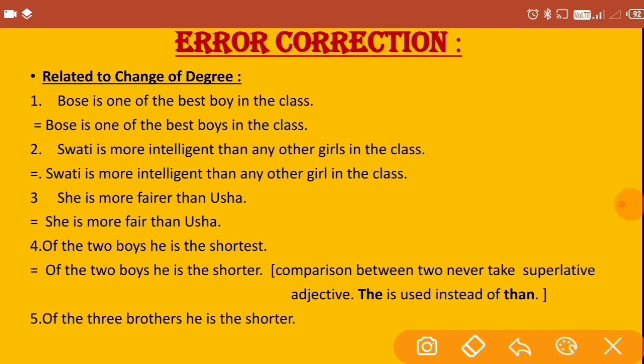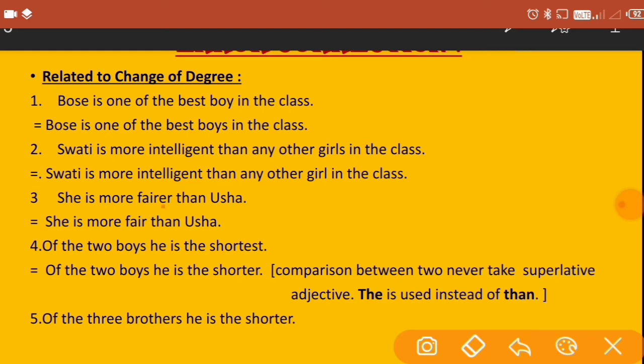The first example is with one of the. It is always in plural form. But in the second sentence, it is type 2, that is singular form. In sentence 3, she is more fairer than Usha. Here, fairer equals more fair. So the use of fairer here is superfluous.